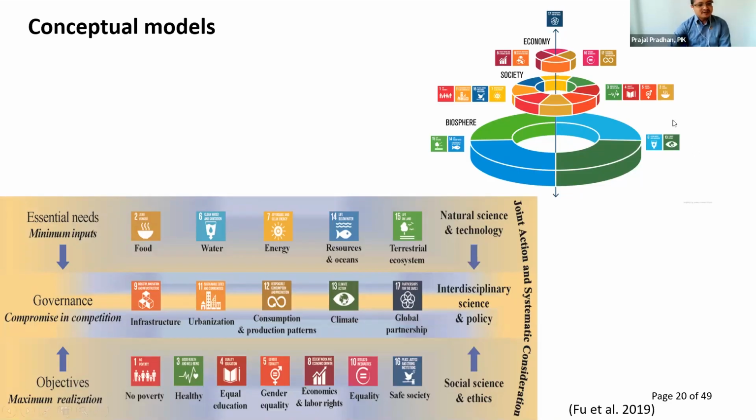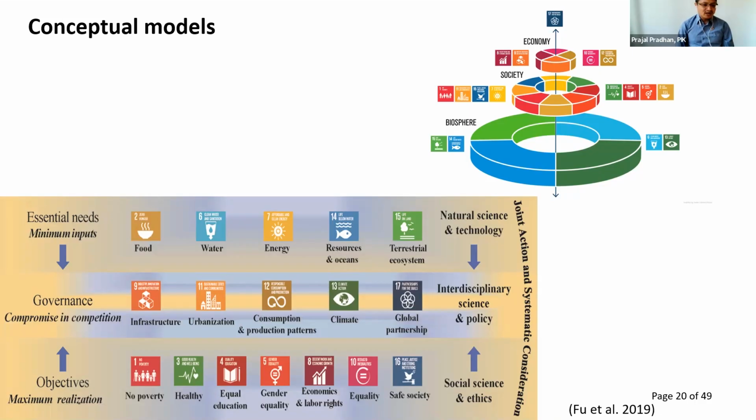Overall, the concept about these three layers and their interactions is quite nice here. It goes in the direction of a 3D representation of this bullseye economy model. And there is also this other conceptual model, which tries to categorize SDGs into, let's say, essential needs, governance, and objective.